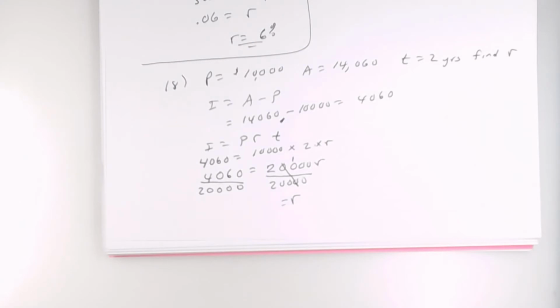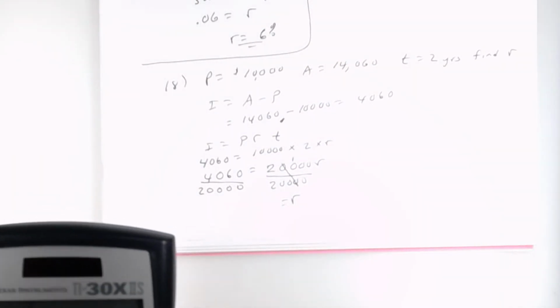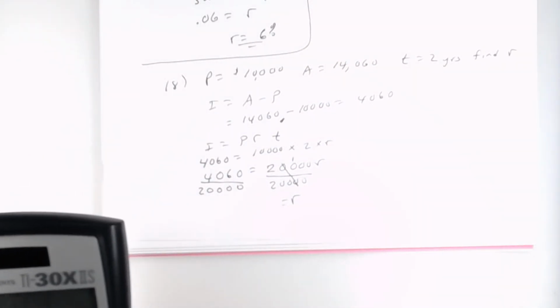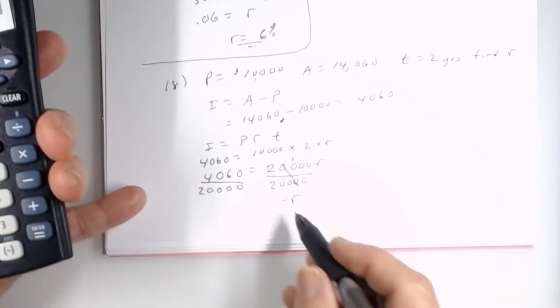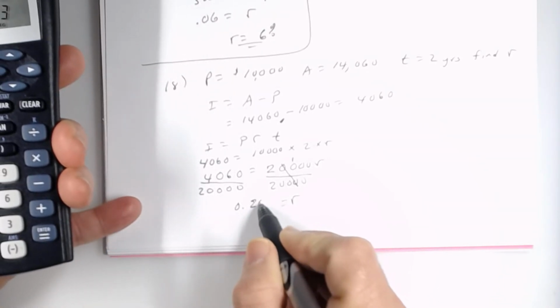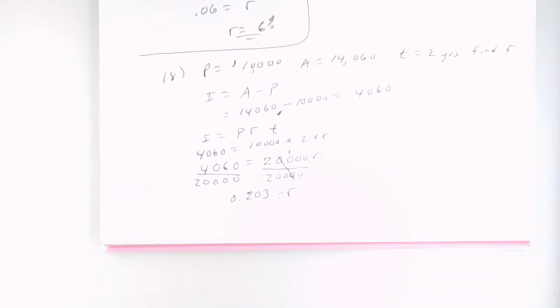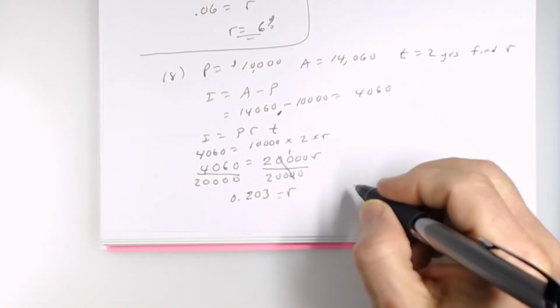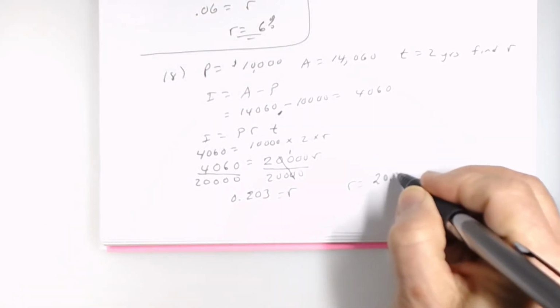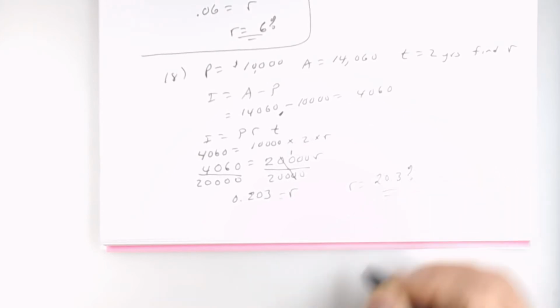So use your calculator. What is 4,060 divided by 20,000? Okay, this is what I got, 0.203. Write that as a percent. What's the answer? 20.3%. That's the answer.